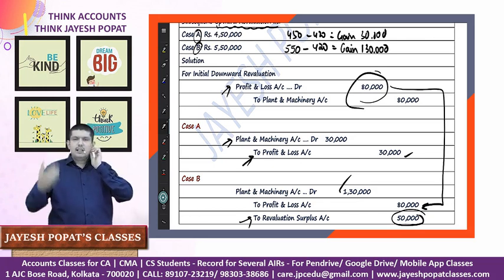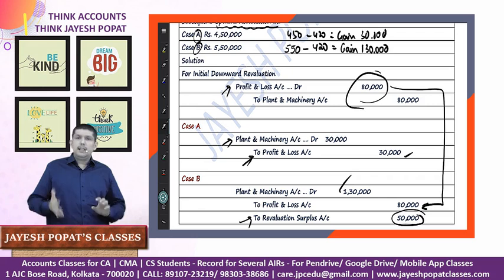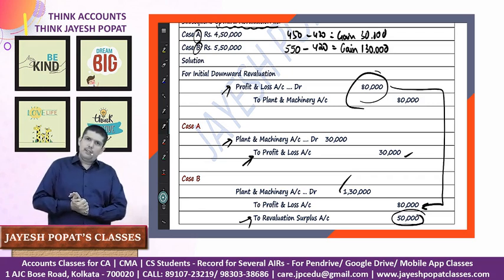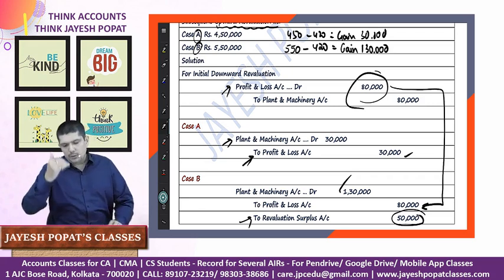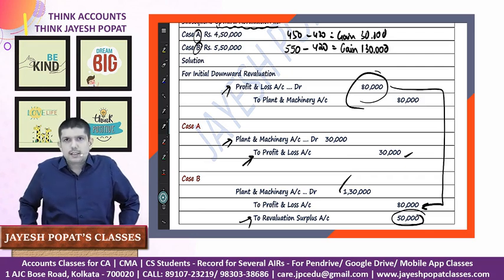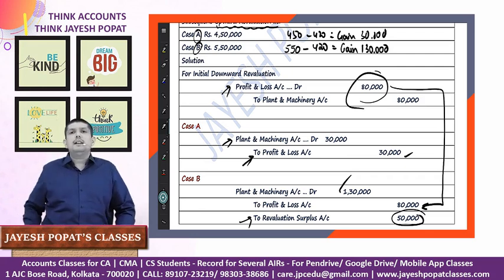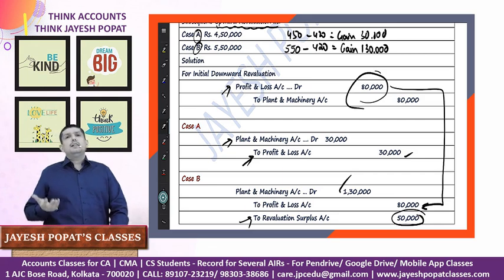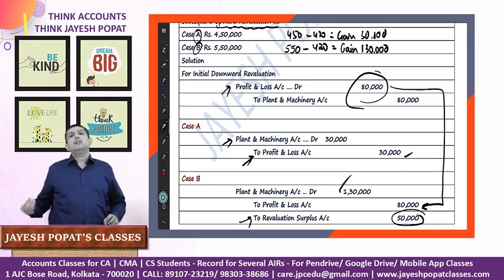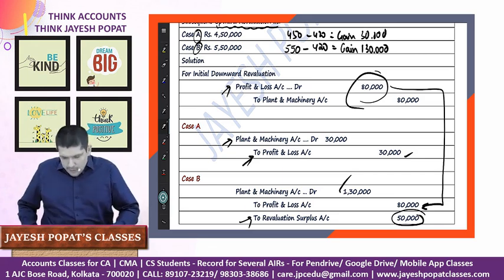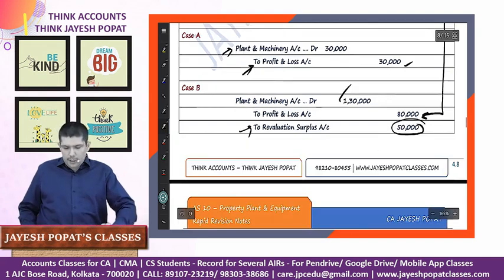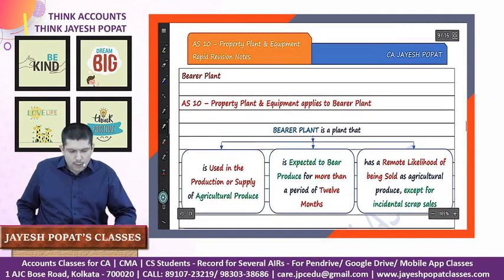So if there is an initial downward revaluation, debit your PL. Subsequently, if there is an upward revaluation, first you need to credit your profit and loss to the extent of the loss you had debited earlier, and over and above that loss, if there is a gain, you will take it to the revaluation reserve account. Please go through these two examples very carefully. Then we'll talk about bearer plant.